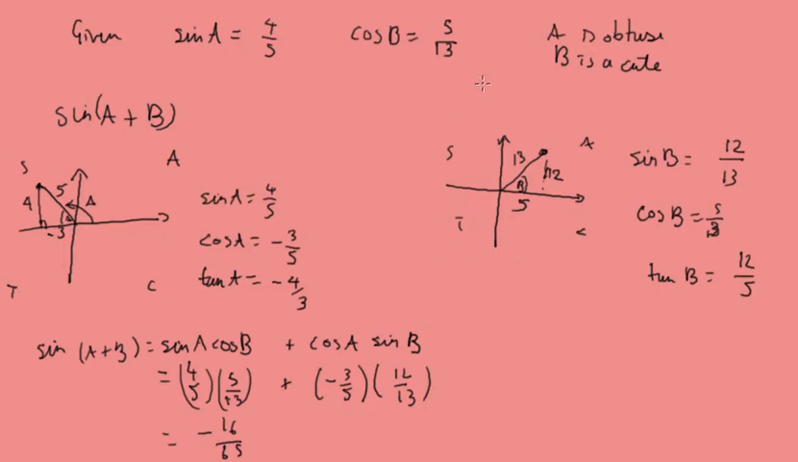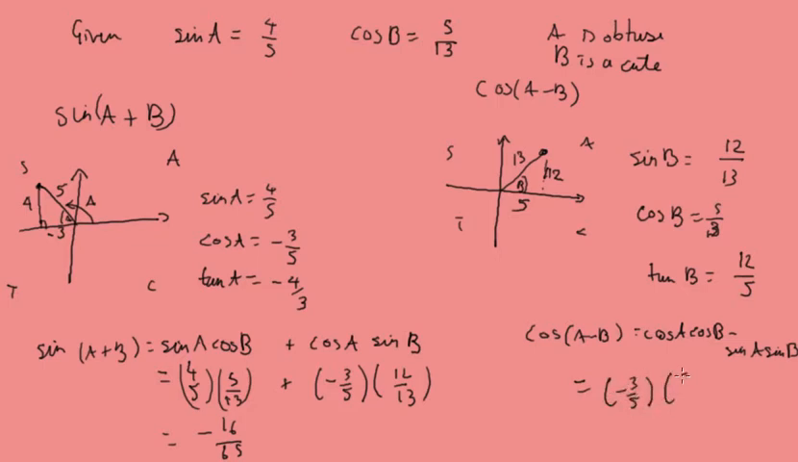Now we want to work out the cosine of A minus B. So again, we write down our formula, cosine A cosine B minus sine A sine B. Slotting the numbers in that we know, we've got minus 3/5 times 5 over 13, plus 4/5 times 12/13. Tidying all that up, we get 33 over 65.